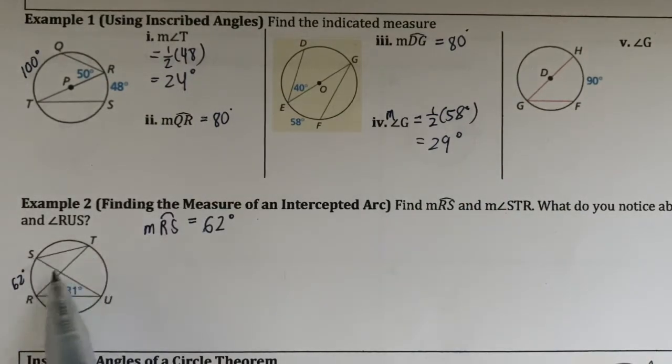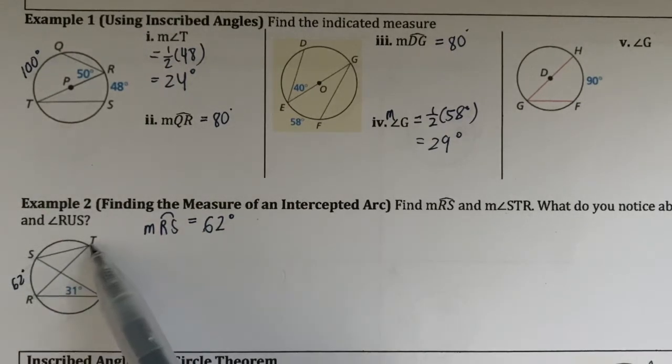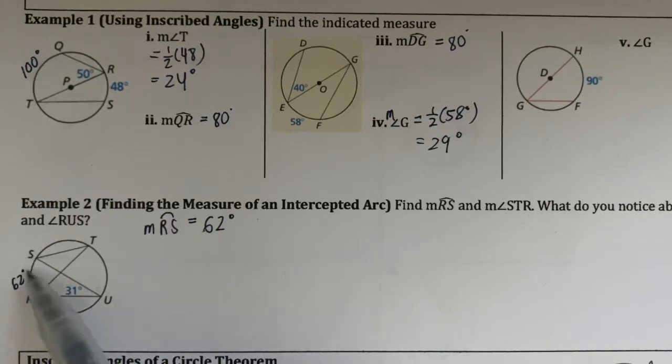Angle STR is right here, and it is an inscribed angle whose intercepted arc is 62 degrees. So we want to take half of the measurement of this arc to give us the measurement of angle STR. Half of 62 degrees is 31.